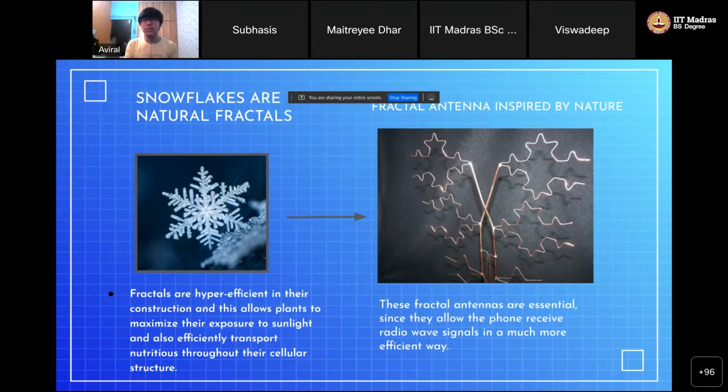But in today's world, we just use our smartphones, and they are somehow able to receive all that information, all those radio wave signals. This is only possible because of the fractal antenna present in the smartphone. In today's smartphones, we use a fractal antenna made up of a Sierpinski square. So instead of having a snowflake like this, today we use a self-repeating pattern of planes. Maybe I can just show you.